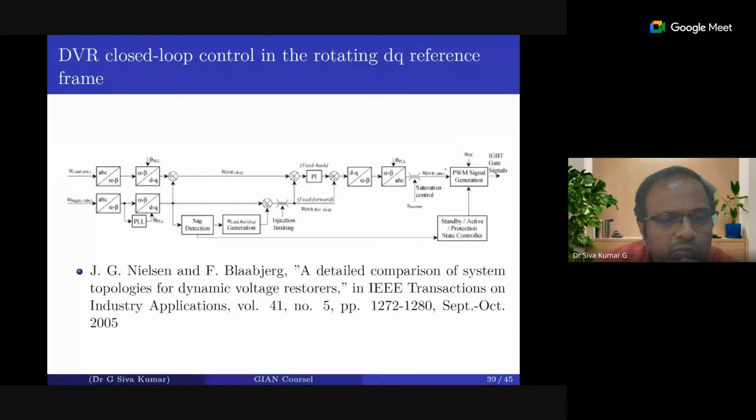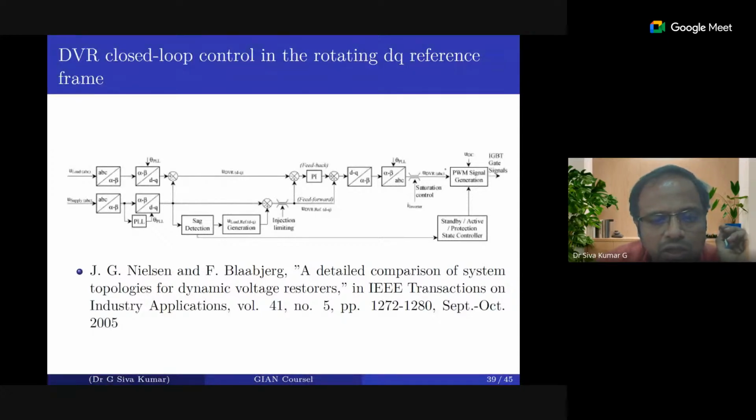With this, we get addition and subtraction over here, and we get the DVR voltages. How much should the DVR voltages be? Here, it is required to create a sag detection also. If there is no sag, then you don't require the load generation over here. This generation is not required. It will be 0 only.